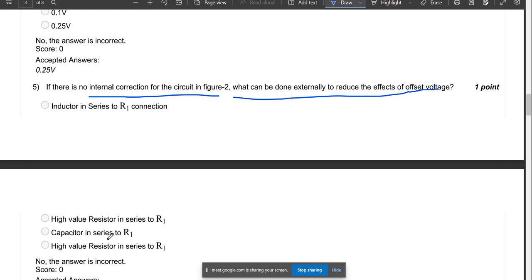If you have gone through the lectures of Jayanta Sir, you would have known what the answer will be. He has directly told about it. Yes, Bhagyashree, you are correct. The answer is capacitor in series to R1.